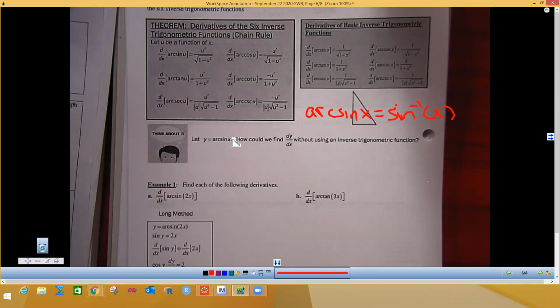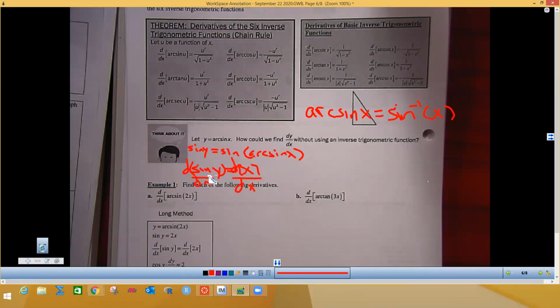So the first thing you would do on a problem like this one, where we start with this, is we're going to take the sine of both sides. Because when I take the sine and inverse sine, or arc sine, of an angle, that sine and inverse sine cancel each other out, so I get the sine of y equals x. And then I'm going to do the derivative of this thing with respect to x, and the derivative of this thing with respect to x.